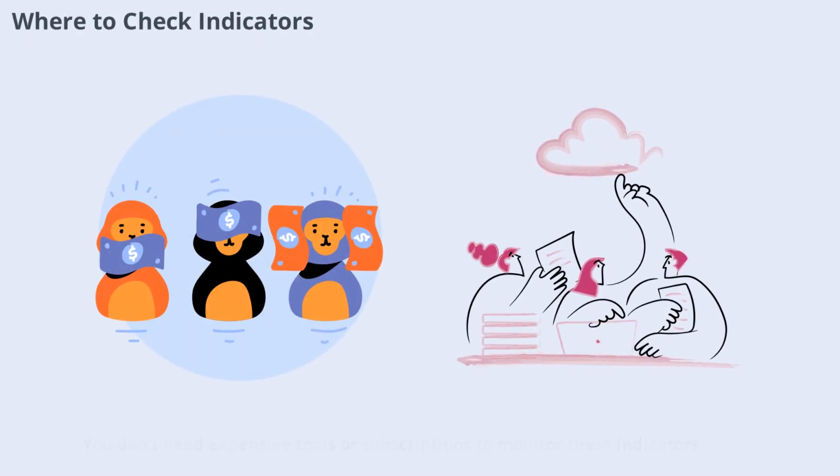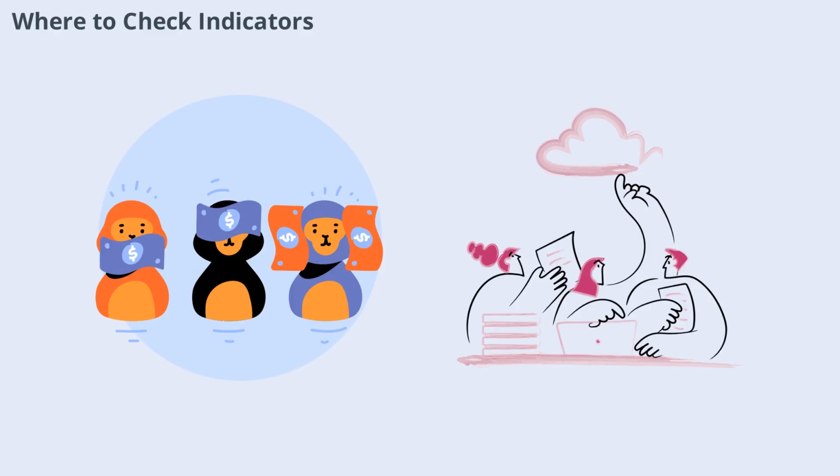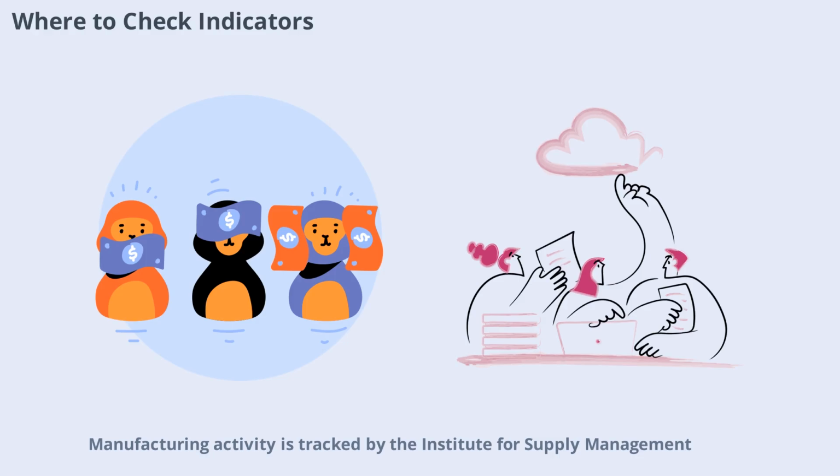You don't need expensive tools or subscriptions to monitor these indicators. Most are available for free online. For the yield curve, check the U.S. Treasury website. Unemployment claims are published weekly by the Department of Labor. Consumer confidence indexes are released by the Conference Board and University of Michigan. Manufacturing activity is tracked by the Institute for Supply Management. Stock market performance and volatility can be monitored through financial news sites and market data platforms. Staying informed is easier than ever.